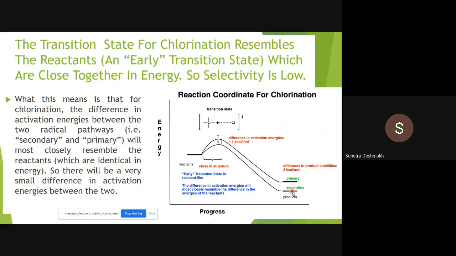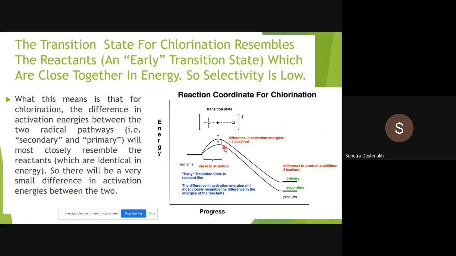We have to study this in detail. For primary free radical formation, the energy needed is a little bit more, and for secondary free radical, the energy needed is a little bit less. The difference between these two reactions, as we have seen initially, is 1 kilocalorie per mole. So the difference in activation energy is 1 kilocalorie per mole, as we have discussed earlier. Now both of these transition states, for generation of the primary free radical as well as the secondary free radical, lie near the reactant. So the early transition state is reactant-like.